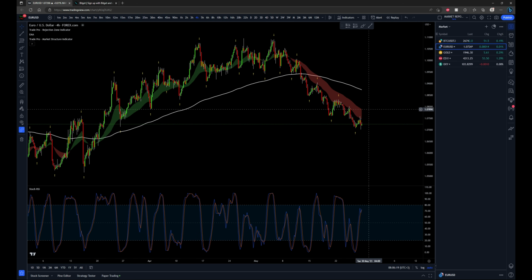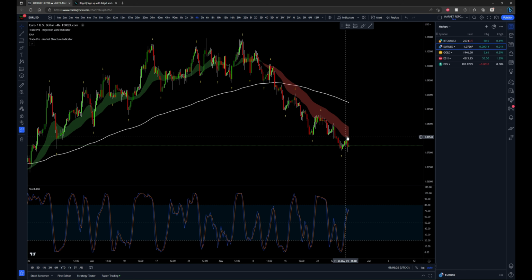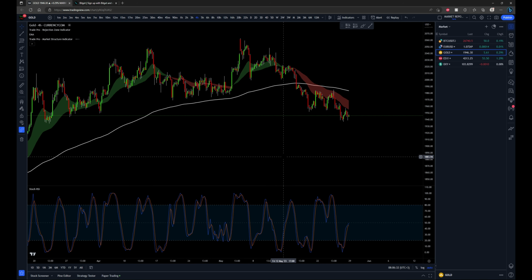Lower time frames, going to need to wait for some development for me to have a lot of confidence. Still though, very short term, looking like we may see some further movement to the downside here. So let's move on to gold and see what's sitting up here.